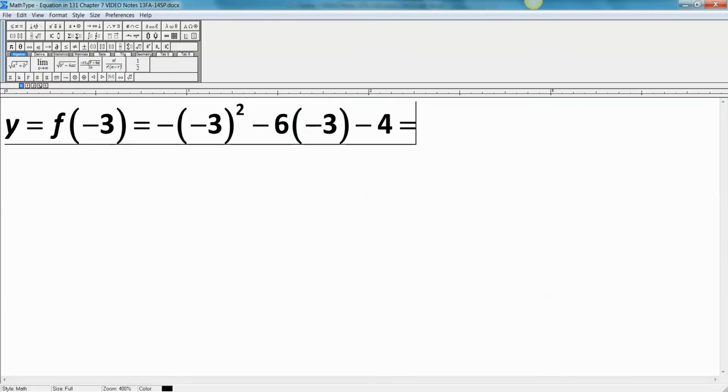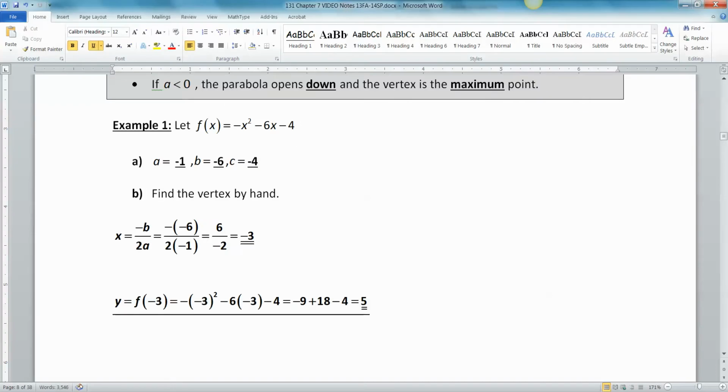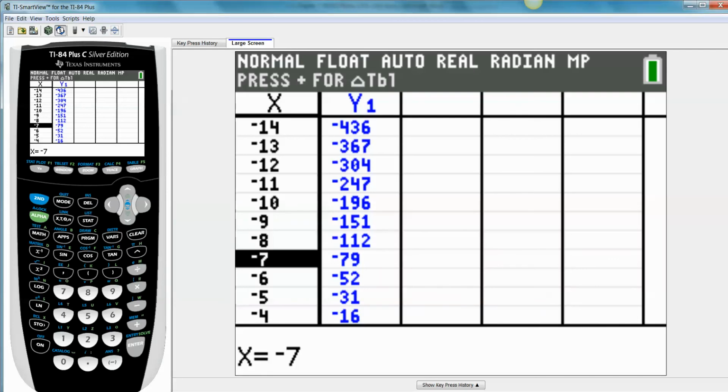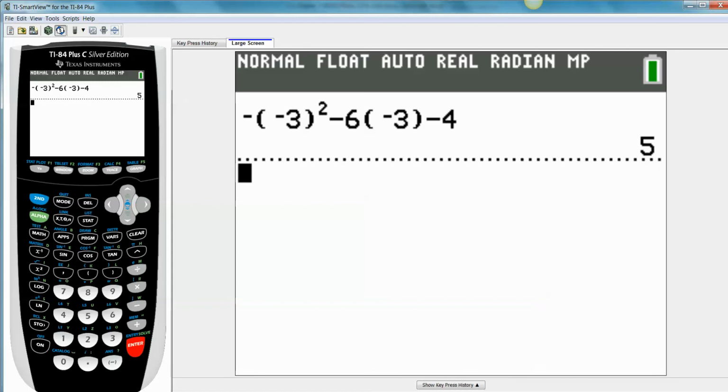All right, so negative 3 squared is 9. So this is negative 9. Negative 6 times negative 3 is plus 18. Take away 4. So that would be 5. And I just did that in my head. But of course, you could use the calculator to help yourself if you needed to. You would just type negative parentheses negative 3 close parentheses squared minus 6 times negative 3 minus 4. And sure enough, you get 5.